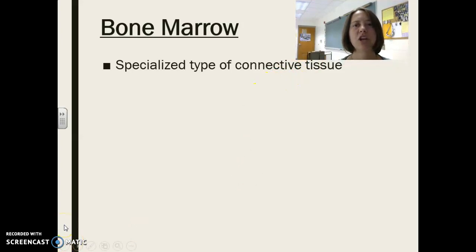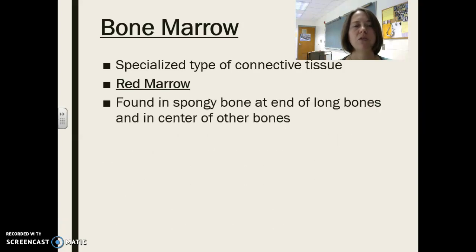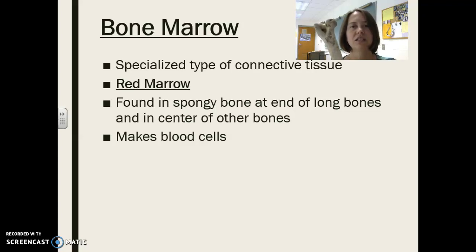If you remember from chapter 4, we talked about our 4 different types of tissue, and connective tissue was one of them. There are 2 types of bone marrow. Red marrow, which is found in spongy bone at the end of long bones and also in the center of other bones. And what is special about red bone marrow is that it makes bone cells. That's one of the major functions of the skeletal system, and we'll talk more about that later.